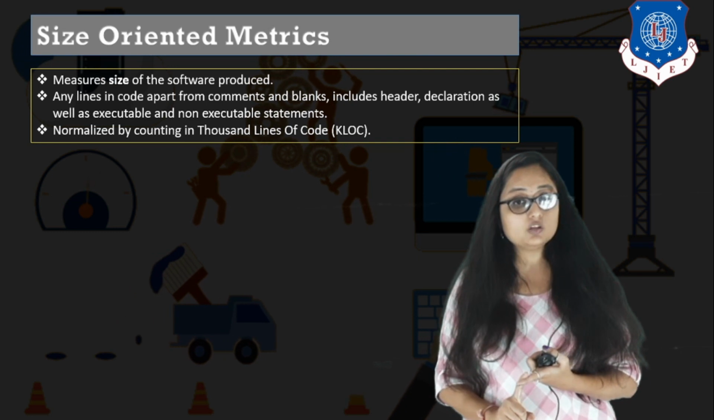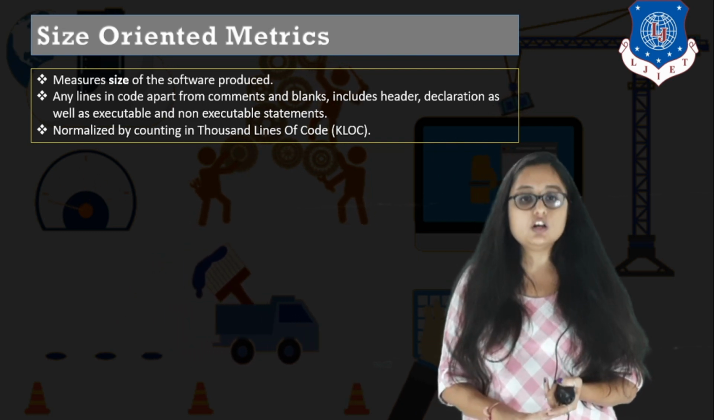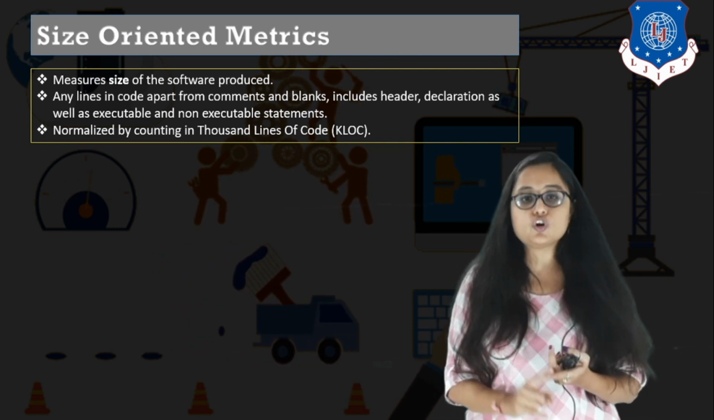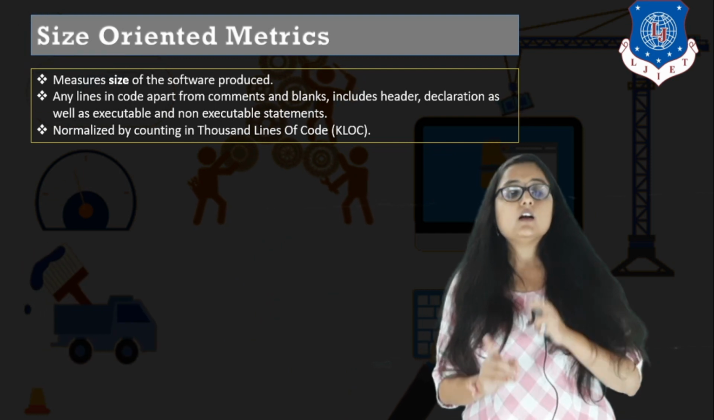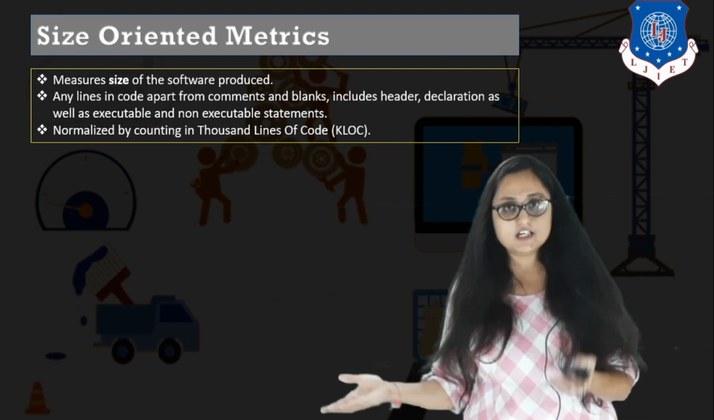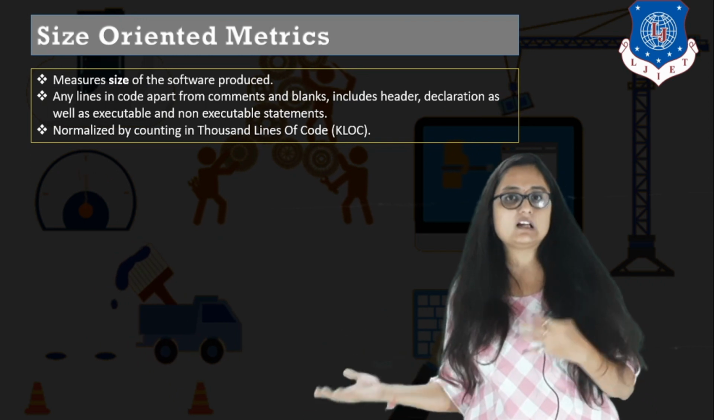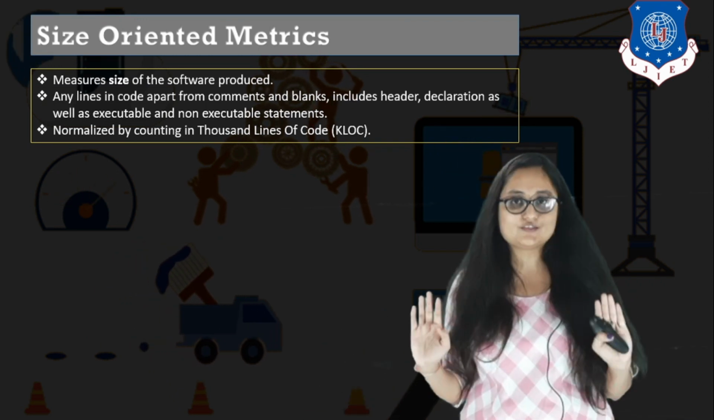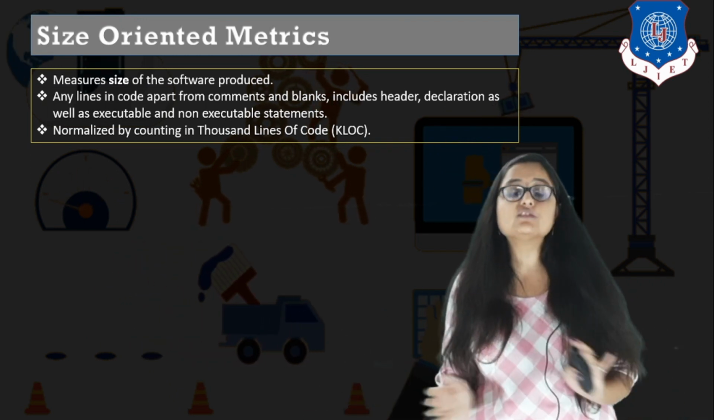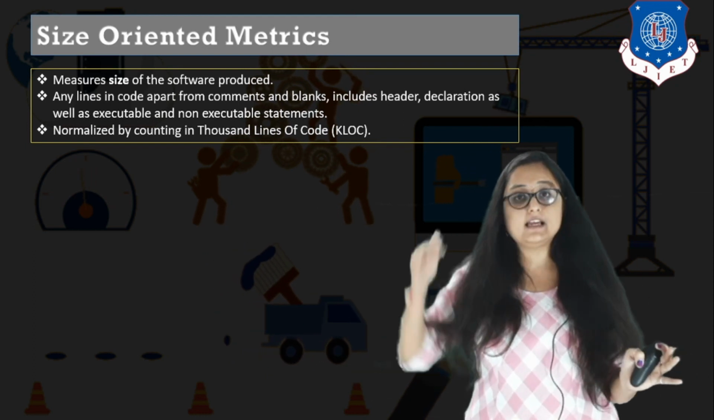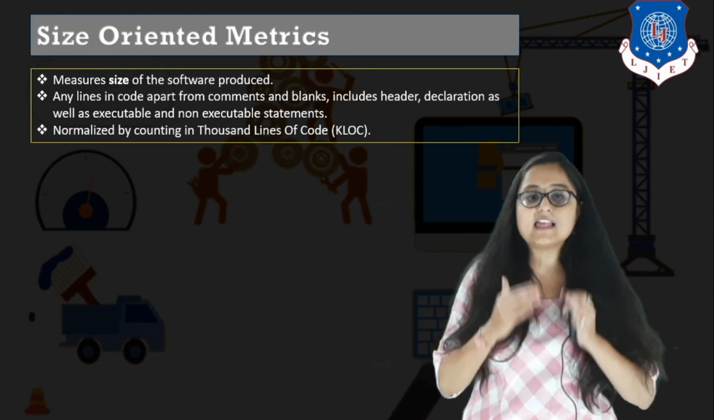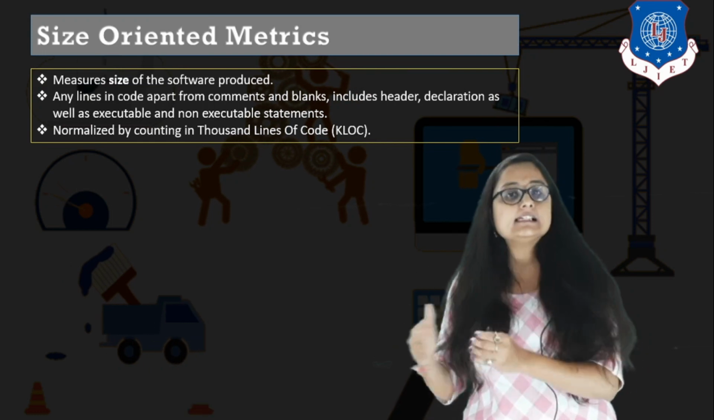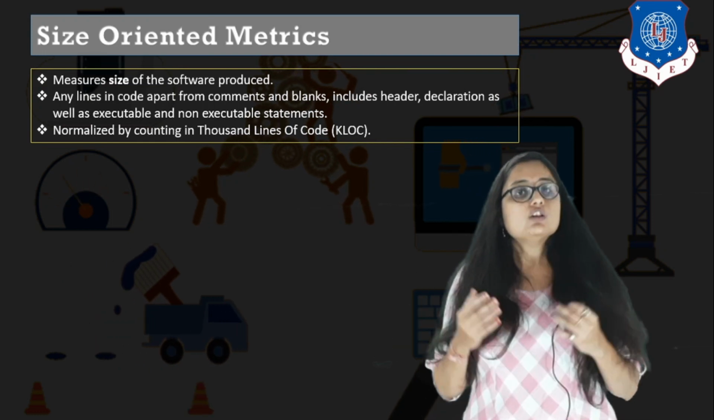But you have to include the header, all the declarations, all the executable statements, all the non-executable statements, actually not the non-executable part like comments and blanks, that you have to exclude. Apart from comment and blank lines, all the lines you have to count, and the count is known as lines of code, and that is the actual measure in size oriented metric, right?